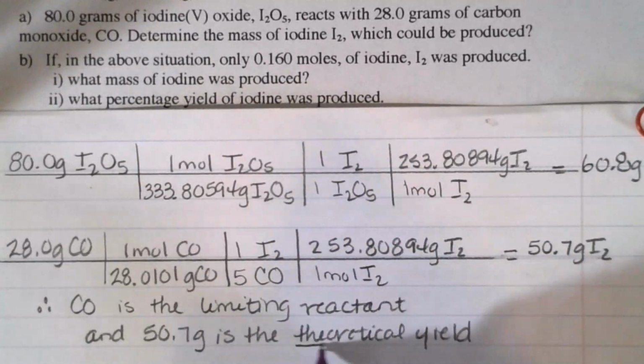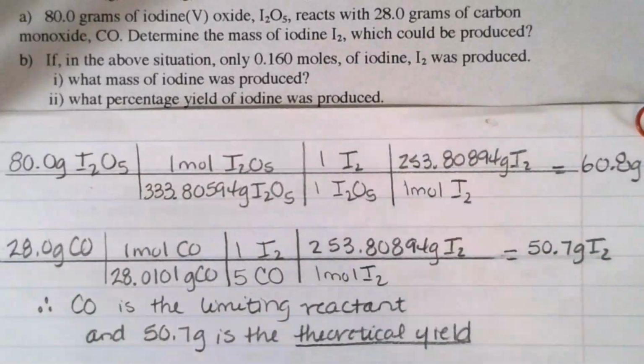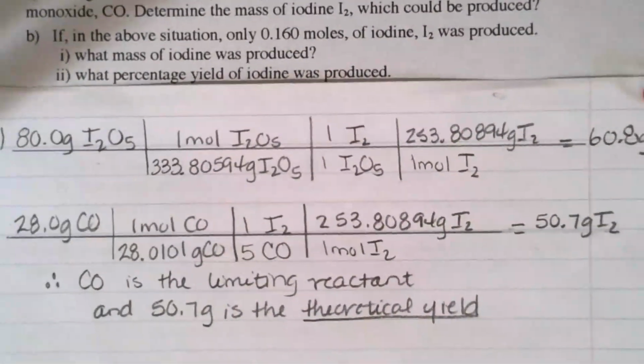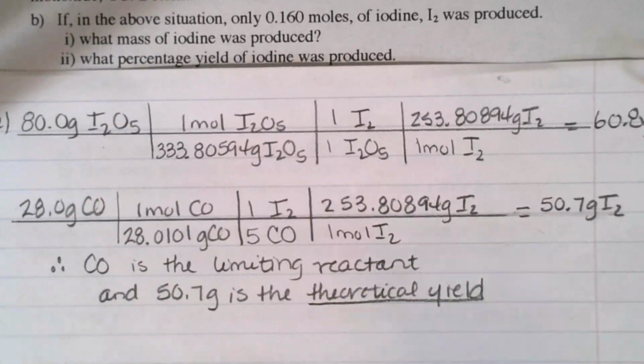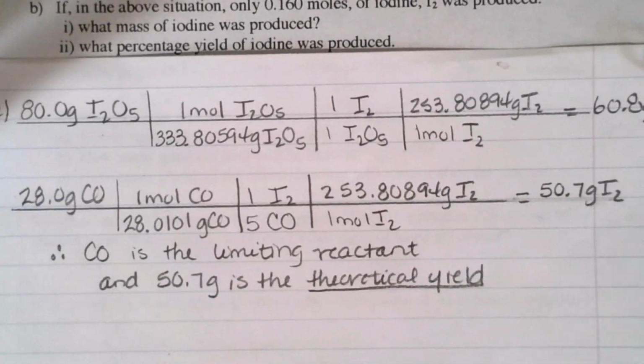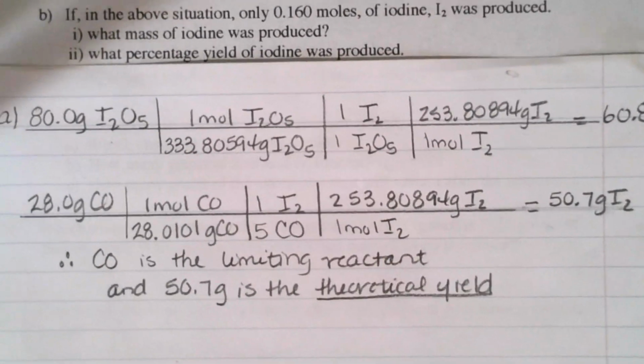This word is very important, theoretical yield. Theoretical yield indicates what should happen if everything is perfect. If all the product is going to stay in your container, you didn't lose any on your stirring rod, if nothing is being splattered because of heating too fast, that's your theoretical. That's what you're hoping for if everything goes perfectly in your lab. So we looked at letter B.